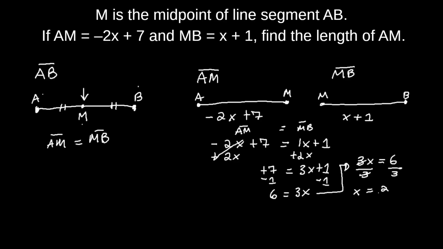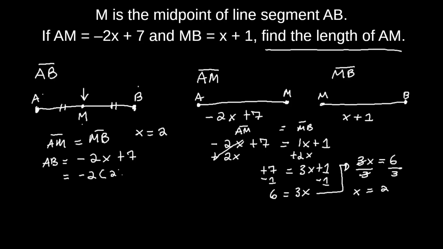But we're not finished yet because the final question says find the length of AM. Now, what is AM? Let's write it over here. AM is equal to negative 2x plus 7. So what we need to do is substitute. What is x? x is equal to 2. So now let's substitute x with 2: negative 2 times 2 plus 7. Let's multiply negative 2 times 2. A negative times a positive will give you a negative. So our answer will be negative 4. Now, negative 4 plus 7.